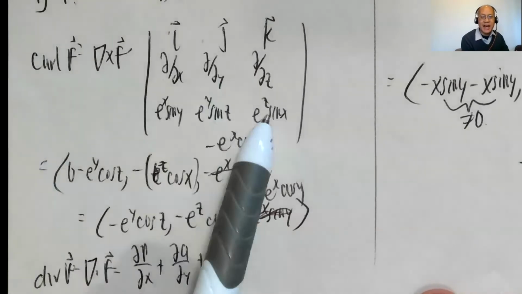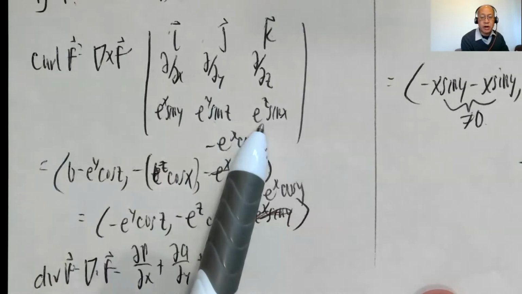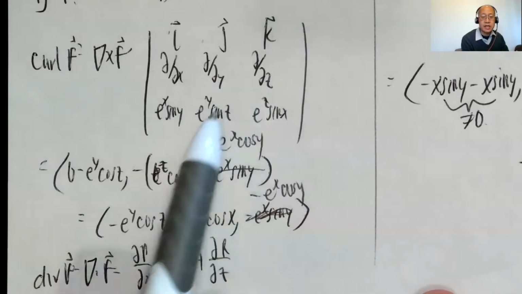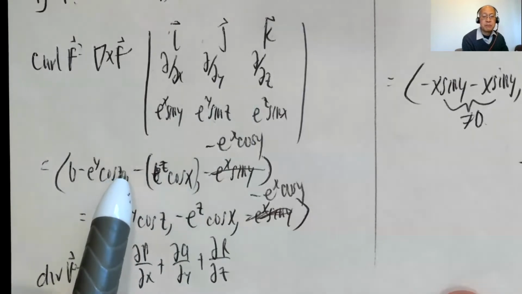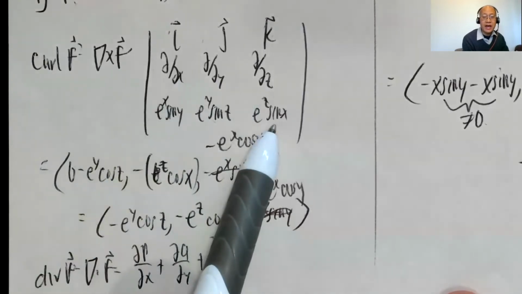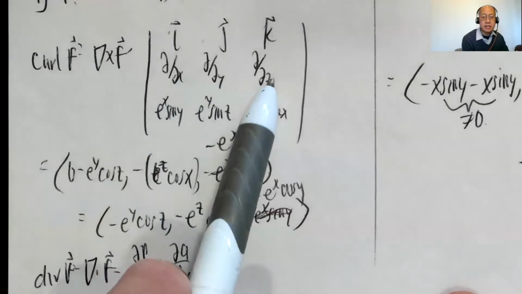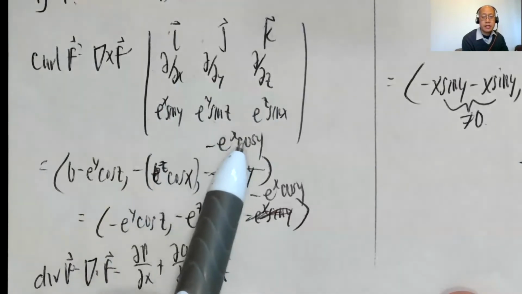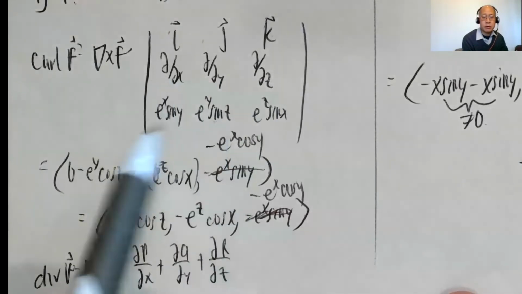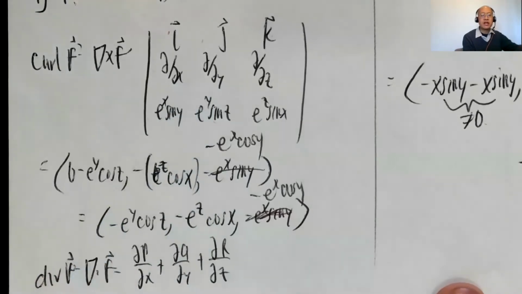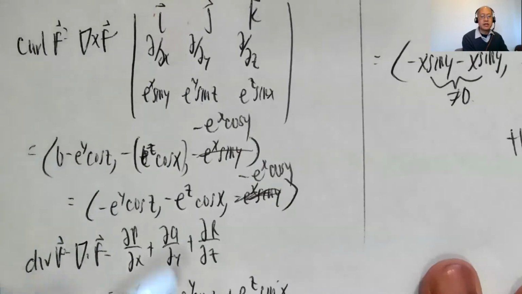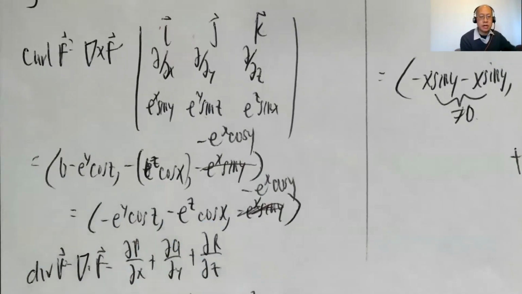The i component is that minus that. The partial with respect to y is 0. The partial with respect to z is e to the y cosine z. Minus that, e to the z cosine x, minus nothing. And then the k component is that, which is 0, minus e to the x cosine y. So I end up with negative e to the y cosine z, negative e to the z cosine x, negative e to the x cosine y.